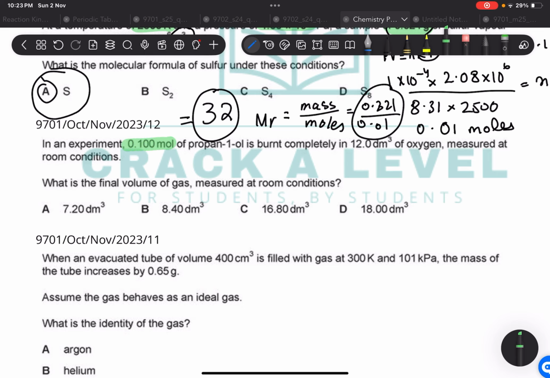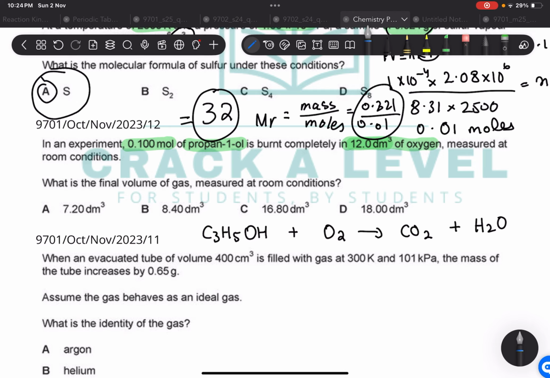In an experiment, this much mole of propanol is burned completely in 12 dm cube of oxygen. That's the volume of oxygen you're using, measured at room conditions. What is the final volume of gas measured at room conditions? So propanol is C3H5OH. And you add oxygen to it, and the products are going to be carbon dioxide and water. We know this. Now let's make a balanced equation.